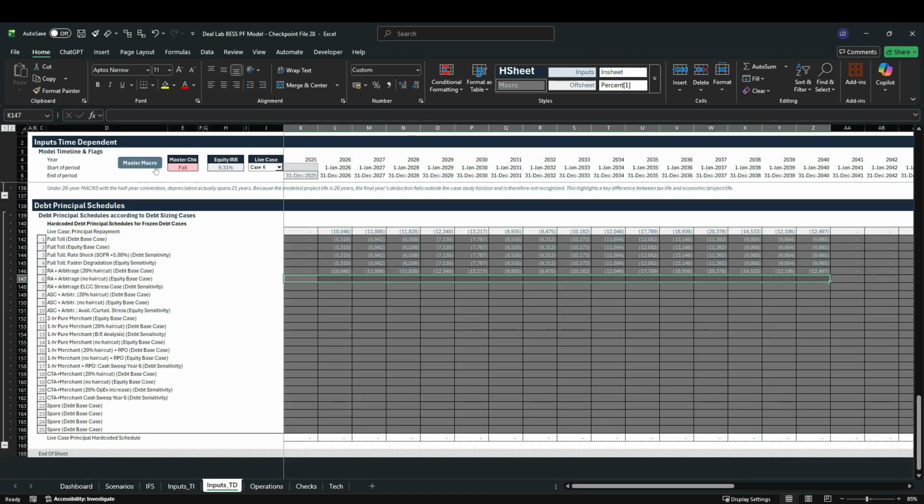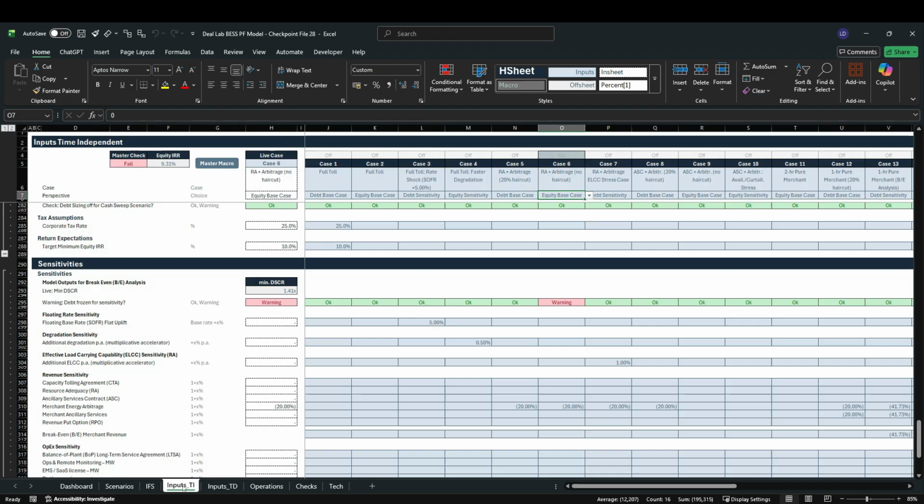Then we hit the master macro, and you will notice we get the same time series of outputs for our debt base case because the inputs are identical to case 5.